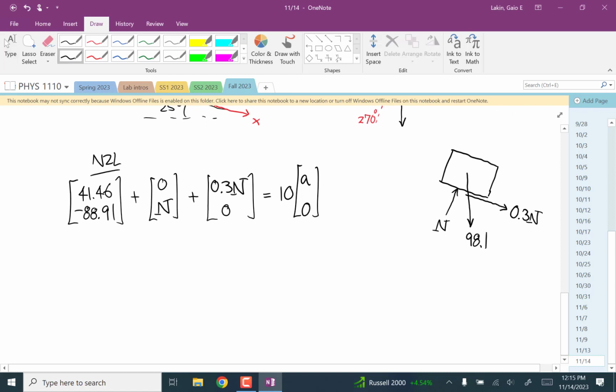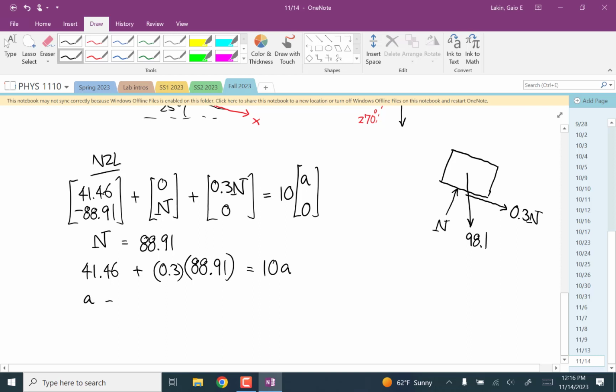So the way you always do this now is solve for n using the y equation. N is equal to 88.91. Then plug that into the x equation. 41.46 plus 0.3 times what we just figured out for n is equal to 10a. So a is equal to positive 6.81 meters per second squared. That's the value of a.